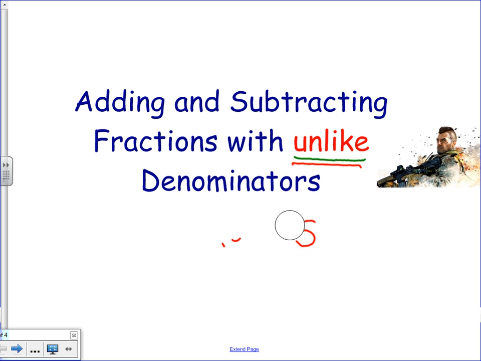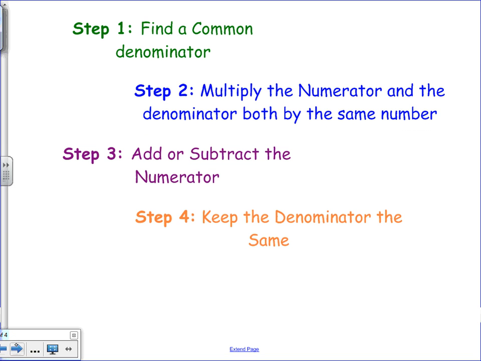Yesterday we covered like denominators. This time we're going to be doing unlike. Here are the steps. Step number 1, find a common denominator. We've done that before. If you need help, you can look on the yellow poster in the back. Step number 2, multiply the numerator and the denominator both by the same number. Not just the denominator, but the numerator and the denominator. In step 3, add or subtract the numerators. Step number 4, keep the denominator the same. And we'll revisit these steps as we go through.